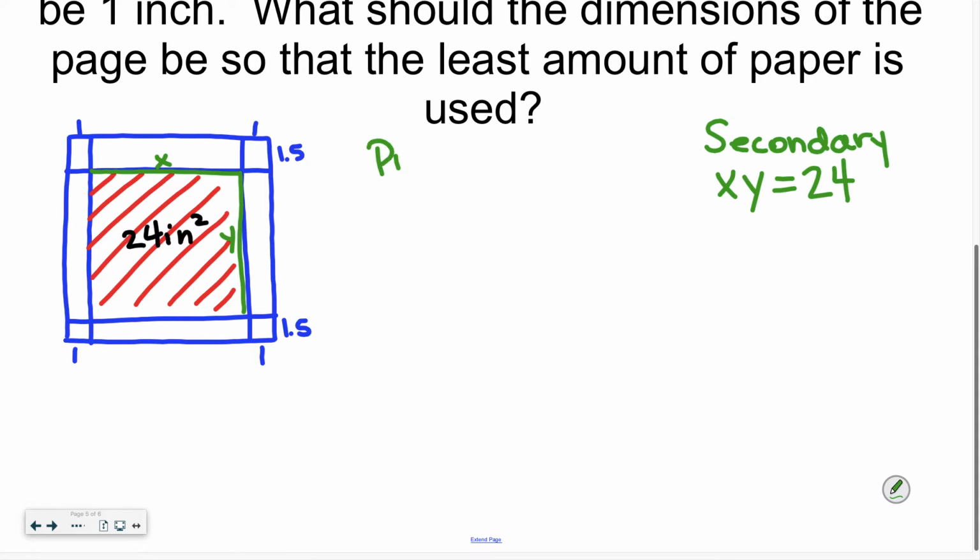Our primary equation is the area of our piece of paper. Because we're talking about the least amount used, okay? Well, what would the dimensions of our piece of paper be? Y plus 3 and X plus 2. Okay, X plus 2 and Y plus 3. So the area in which we are trying to minimize would be X plus 2 times Y plus 3.